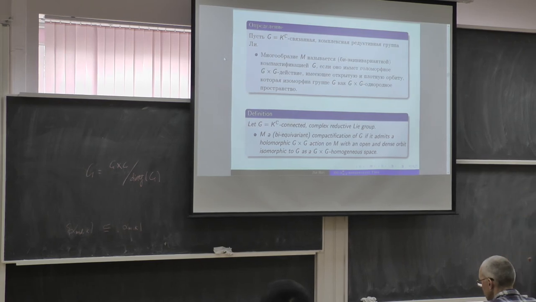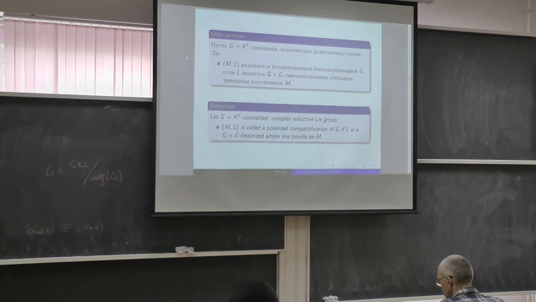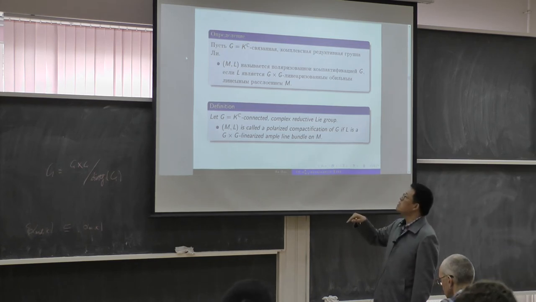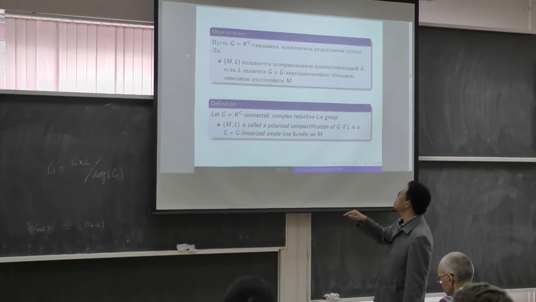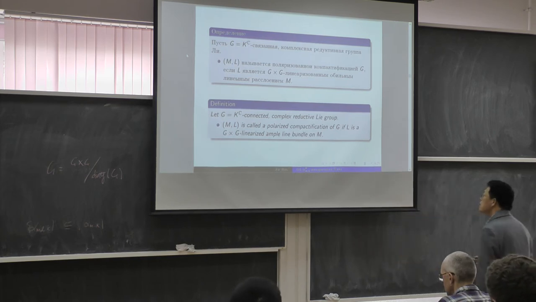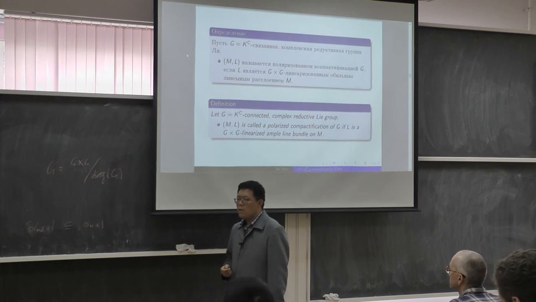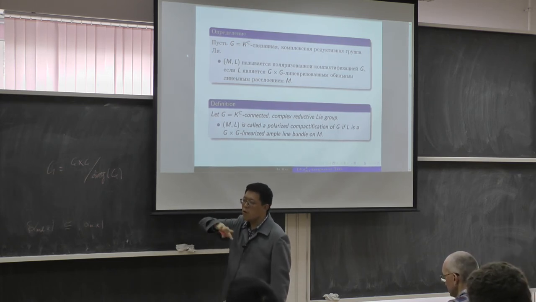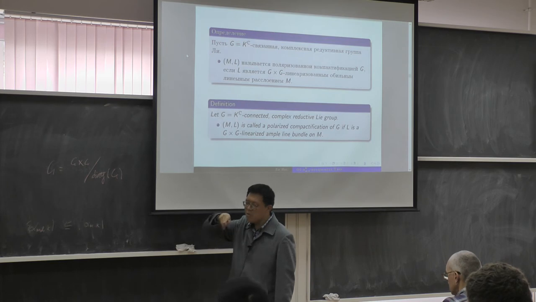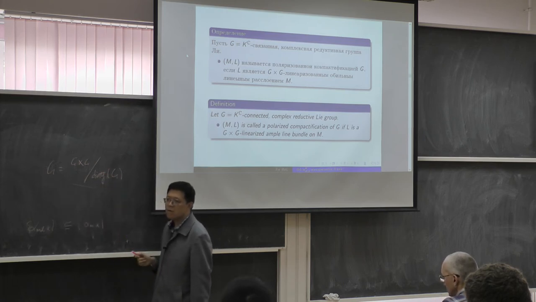Then we have the notion of polarized compactification. That is, on this M there is an ample line bundle, G times G linearized. Then we call this a polarized G manifold. The whole G times G action has an open and dense orbit in M. It is open and dense because it is isomorphic to G.